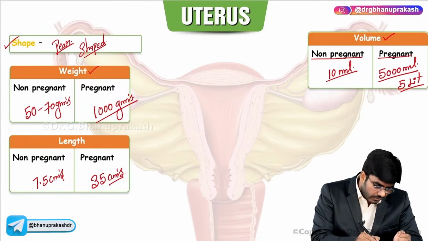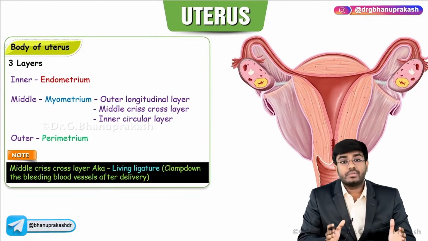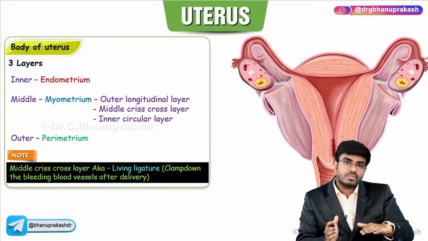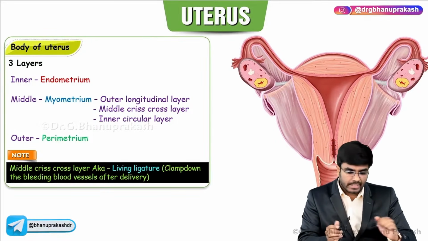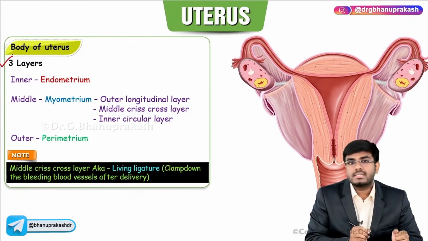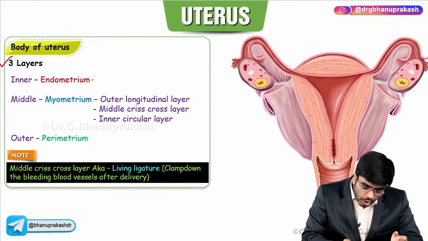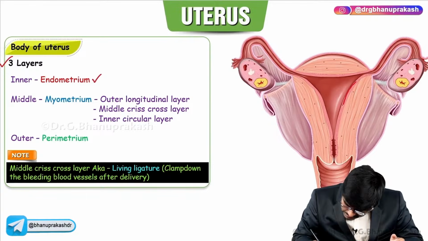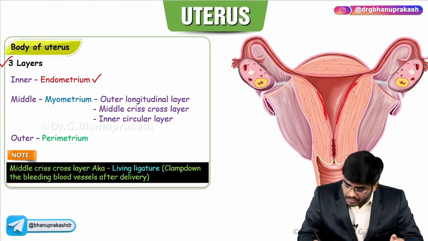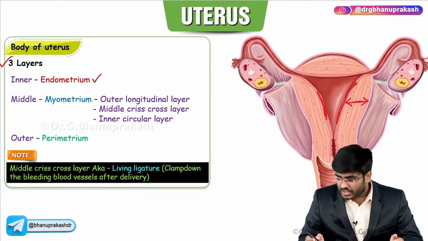Now, after this, let's discuss the body of the uterus, isthmus, cervix, and so on. The body of the uterus has 3 layers. What are these 3 layers, guys? The innermost layer is the endometrium. After that, the middle layer is the muscular layer, the myometrium.